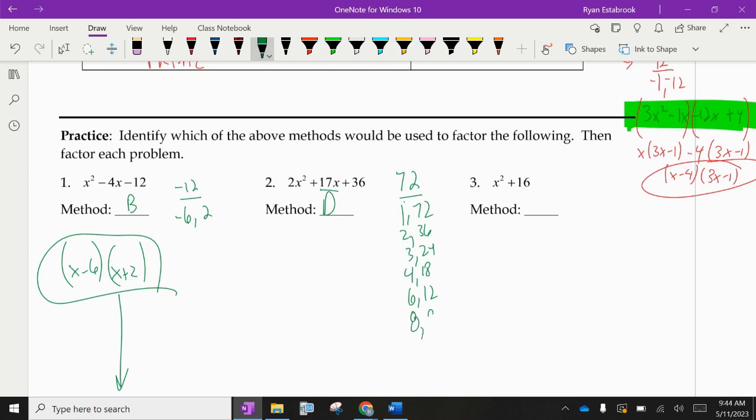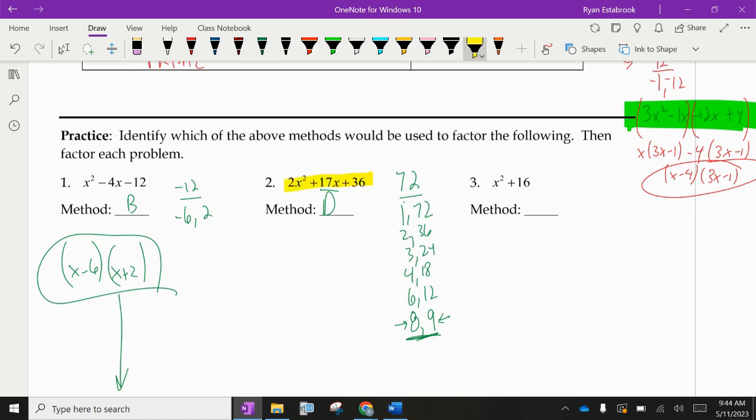8 times 9 is 72. 8 plus 9 is 17. So that's the pair that we want. So I'm just rifling through this, starting with the number 1, going up until I find a magic pair.